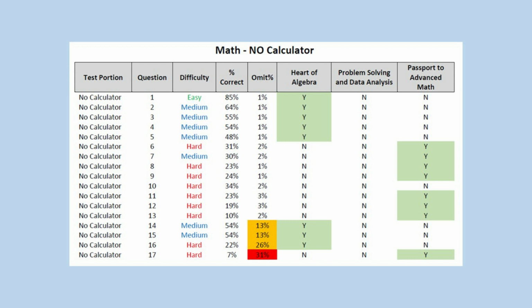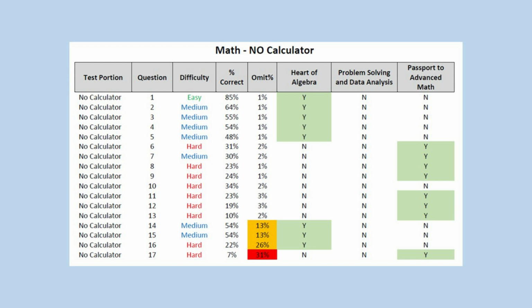This was measuring algebra skills, and the stronger your algebra, the higher you'd probably score. Passport to advanced math means the other math skills you'll need to know before you enter advanced math courses. If you had to guess what happened after question 13, what would you say probably went right for some students and what probably went not so well for others?